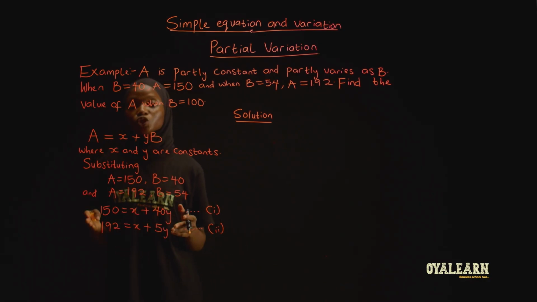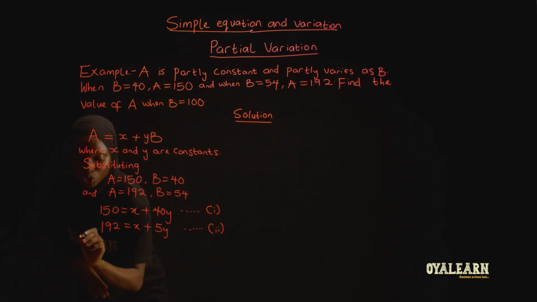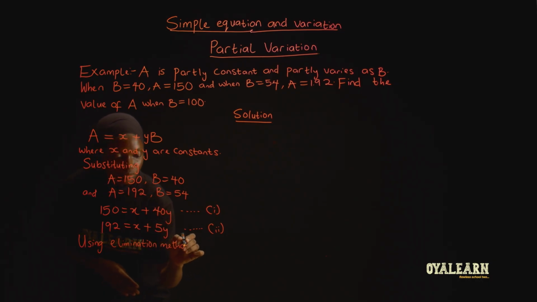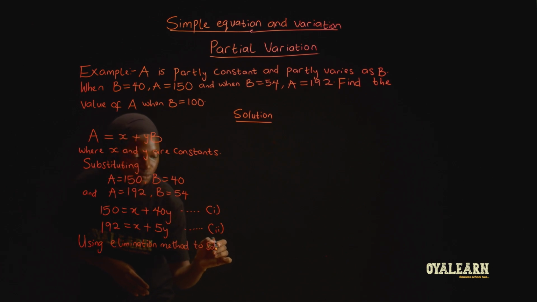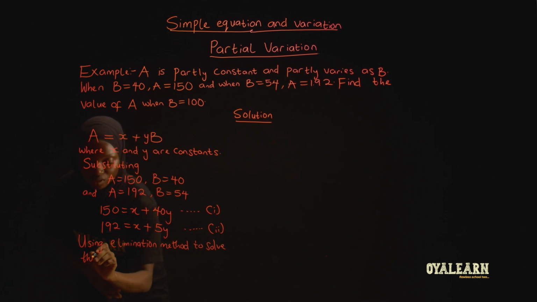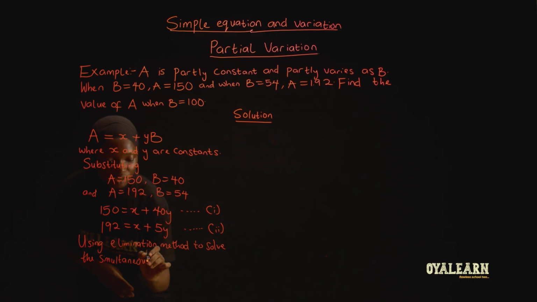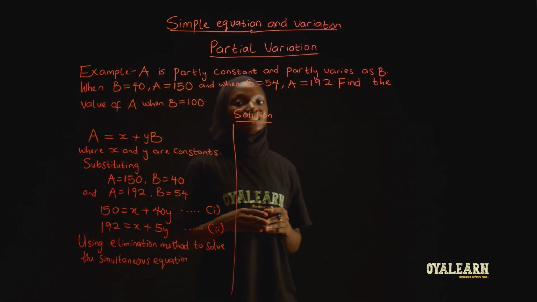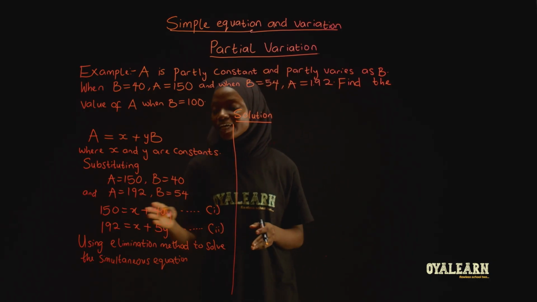So we have to solve for the values of X and Y. Now we can use either substitution method or elimination method. But in this example, I will be using elimination method, to solve the simultaneous equation. And the main thing in elimination method is we have to eliminate one of the values we are looking for. So here I'll be eliminating X.